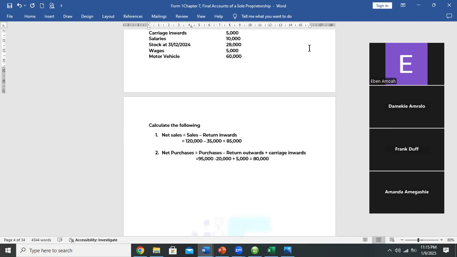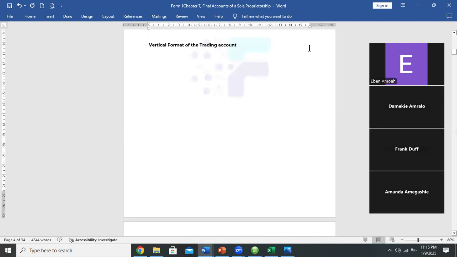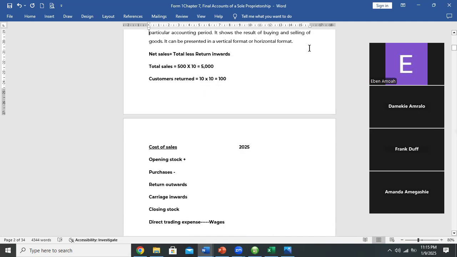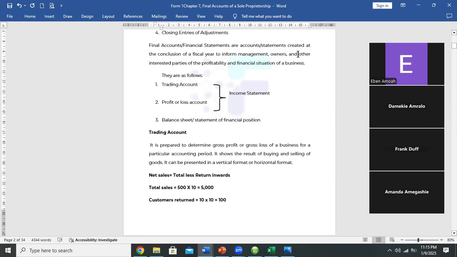So for you to be able to do these things, you have to prepare 3 accounts and statements, right? And we stated those financial statements as the trading account, the profit and loss account, and the balance sheet. The trading profit and loss account is also known as the income statement, and the balance sheet is known as the statement of financial position. So we went on to look at how to prepare each of them, but we picked the trading account first.